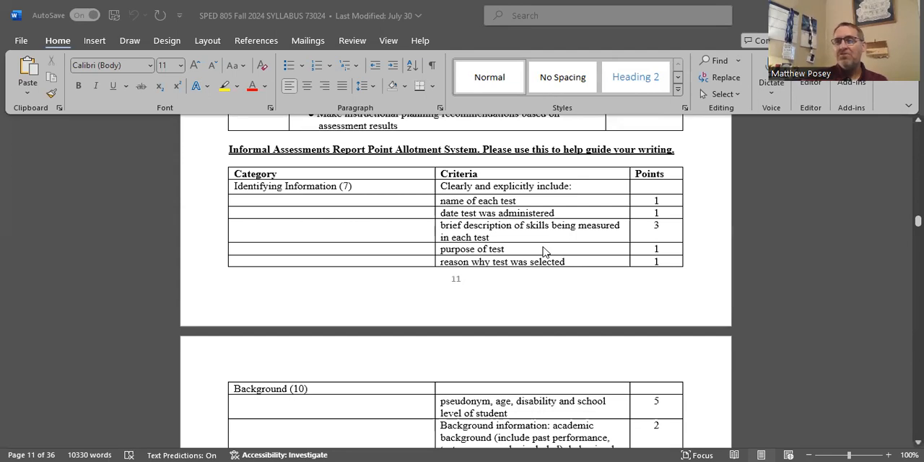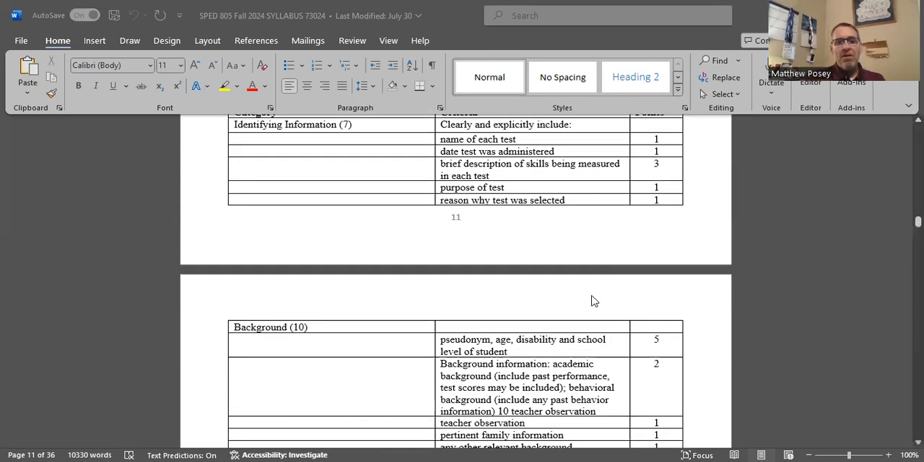Really, there's no right or wrong answer on that. Just basically explain why you chose a particular method of informal assessment, whether it was a checklist, an observation, time sampling. We have a wide variety.